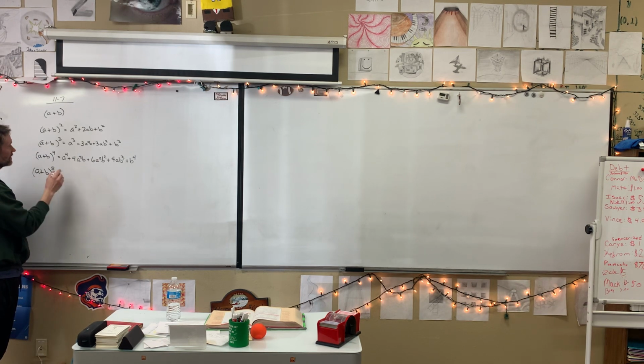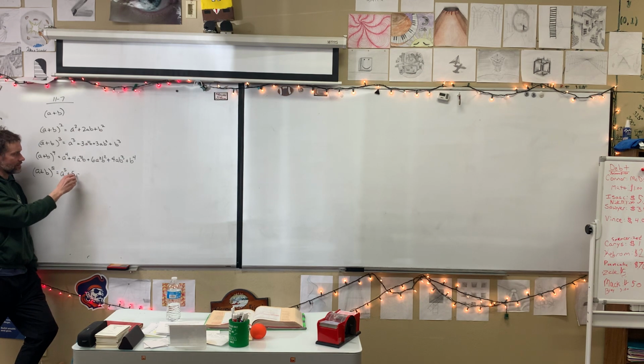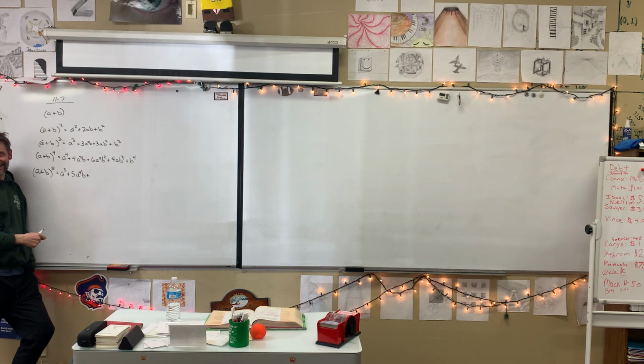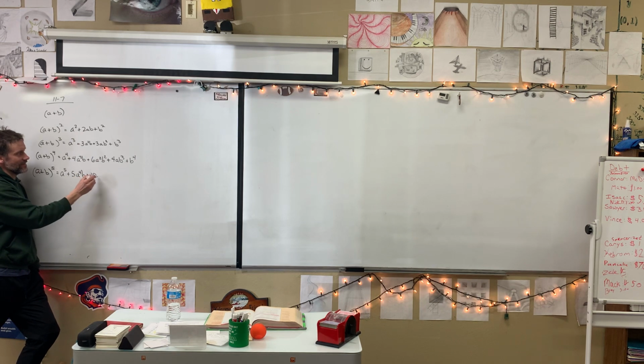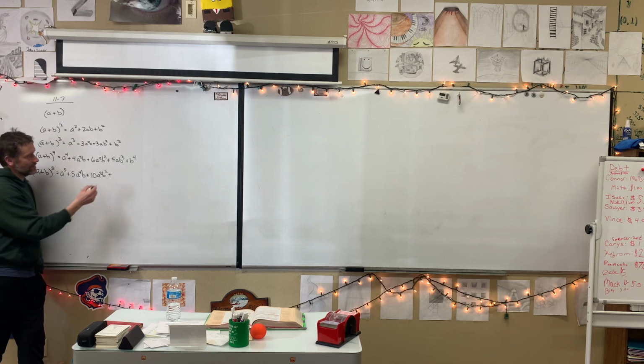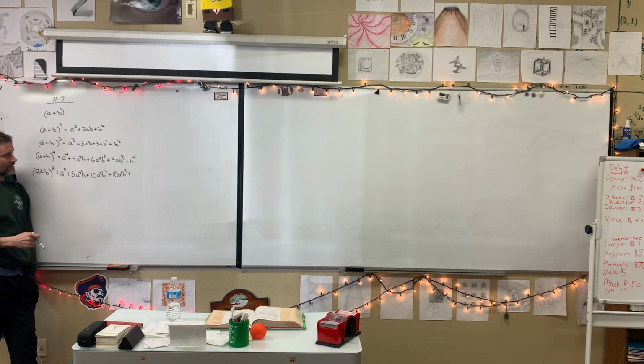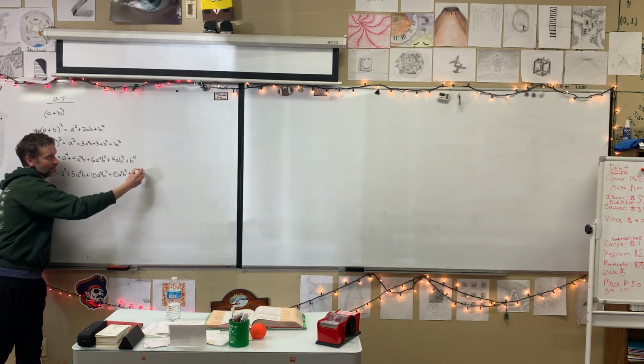So we'll probably have a to the 5th plus 5a to the 4th b plus 10a to the 3rd b squared plus 10a squared b cubed plus 5ab to the 4th plus b to the 5th.